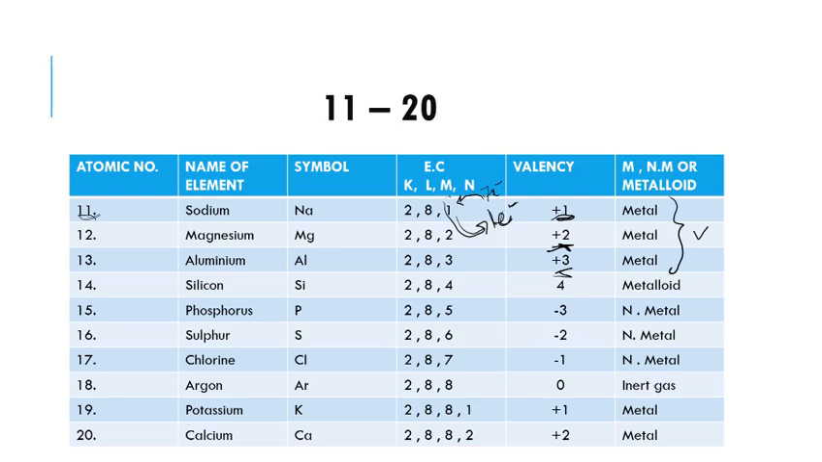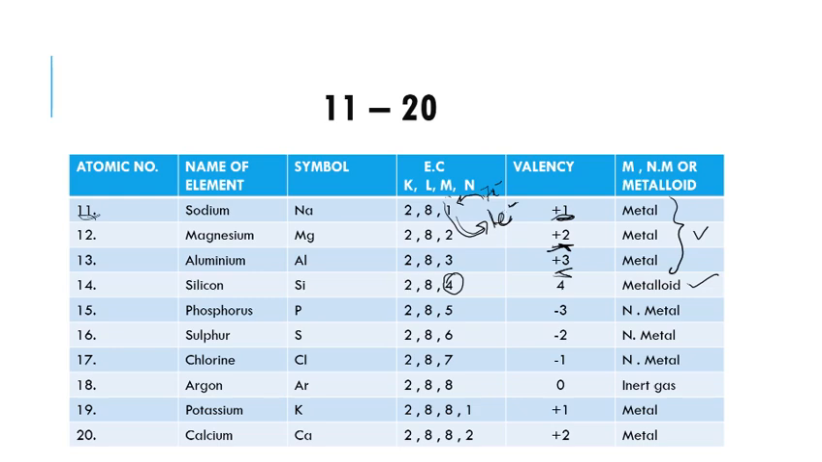Again comes silicon, whose electronic configuration is somewhat similar to that of carbon, meaning the outermost shell has 4 electrons. So those in which the outermost shell has 4 electrons are termed metalloids.